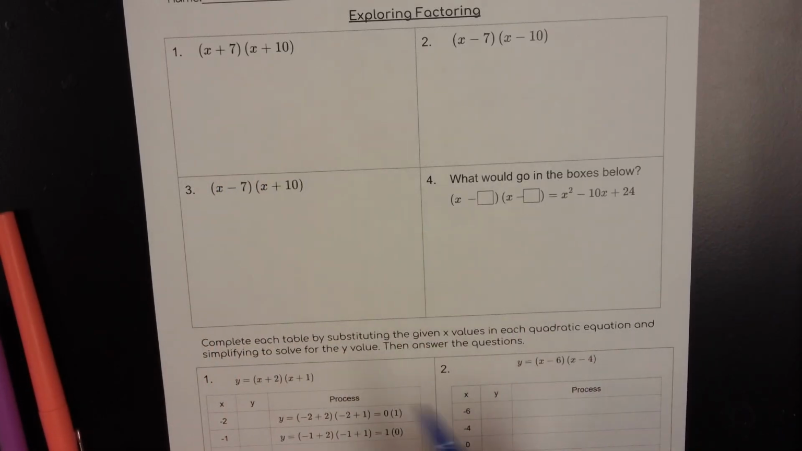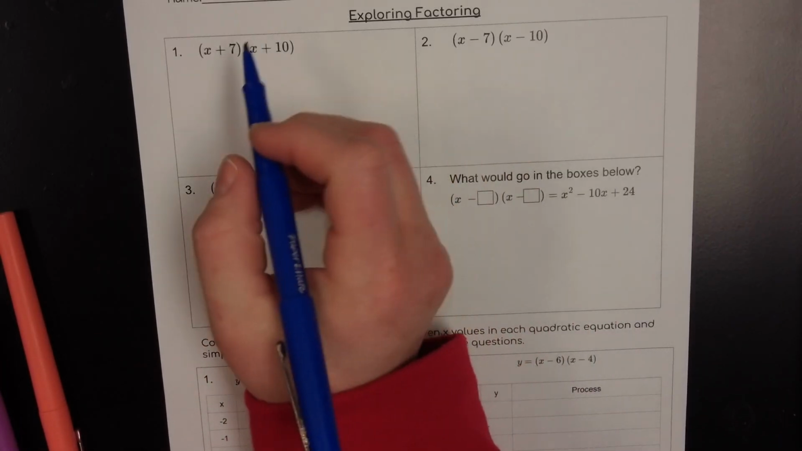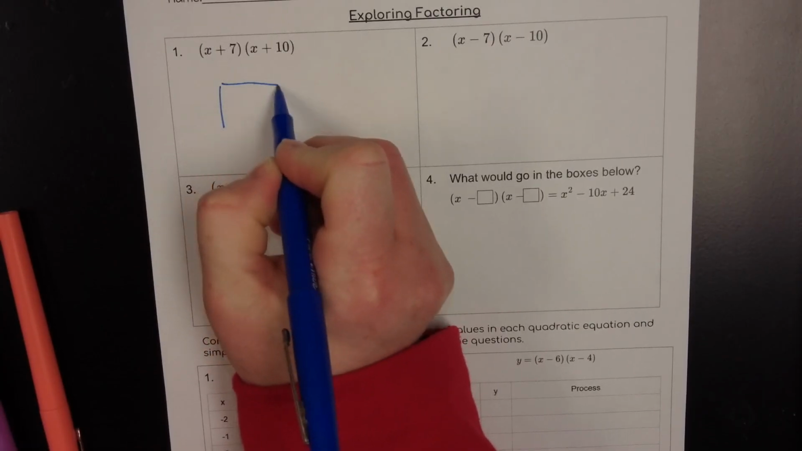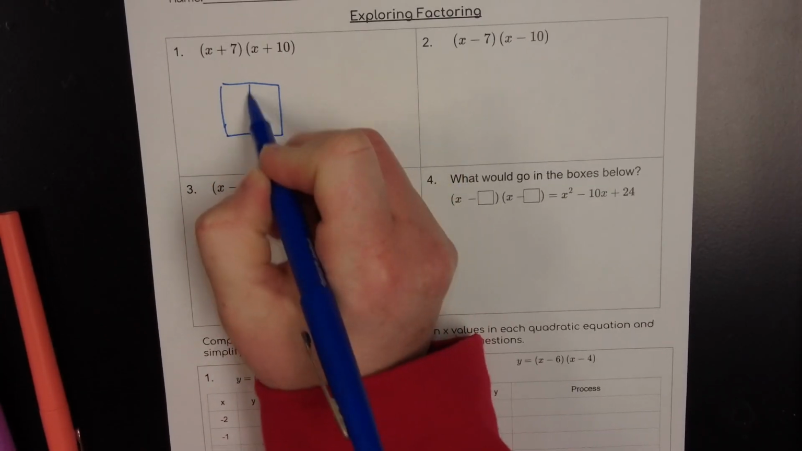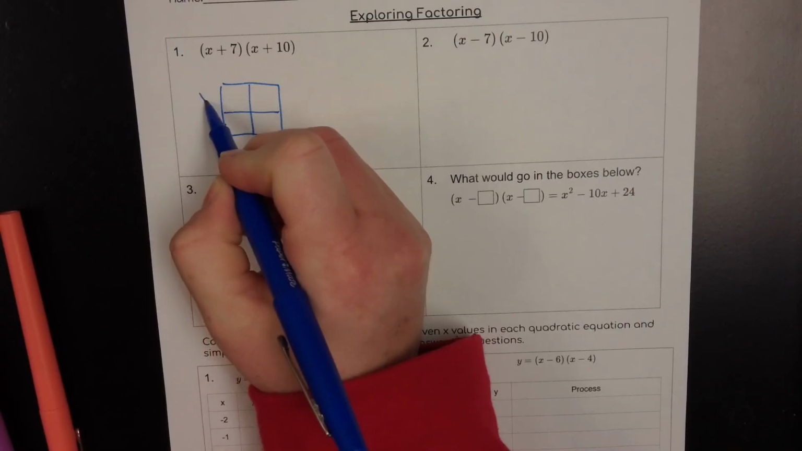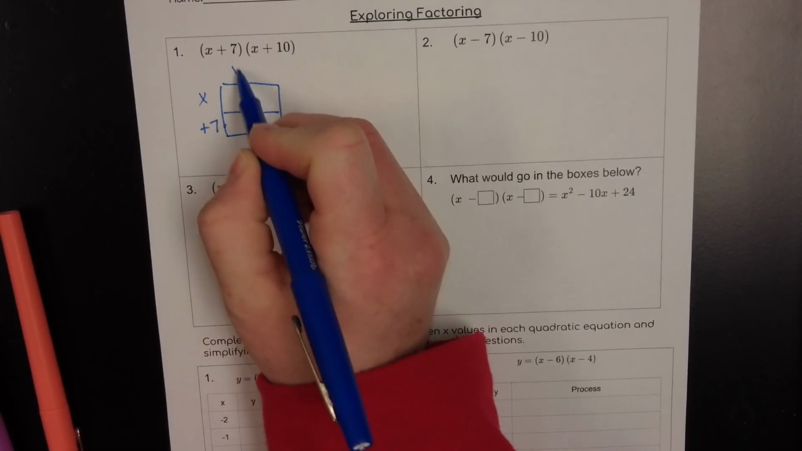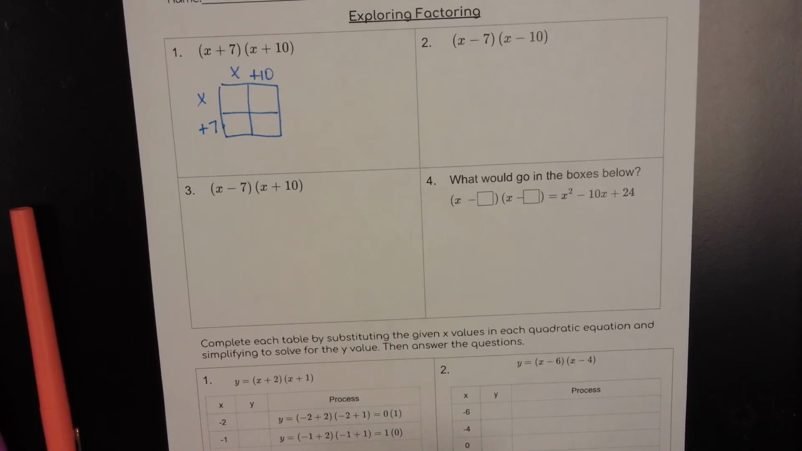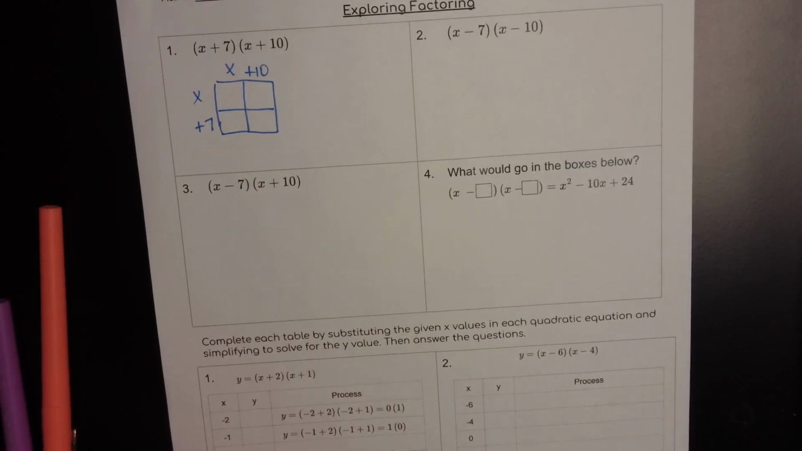Up here we are multiplying our binomials, so the two terms. Remember that you can do it with box method, and then I'll show you the one with the arrows in just a second. So let's do x plus 7 and x plus 10. If you'll draw these on your paper, you can always push pause. Let me zoom in a little.